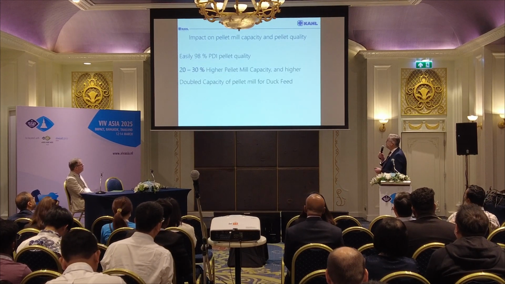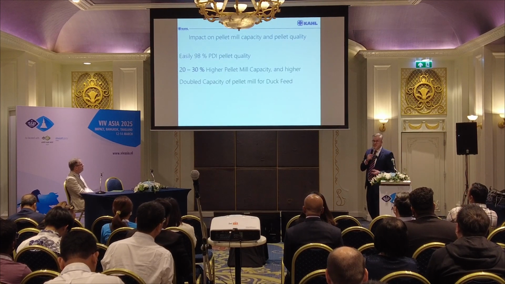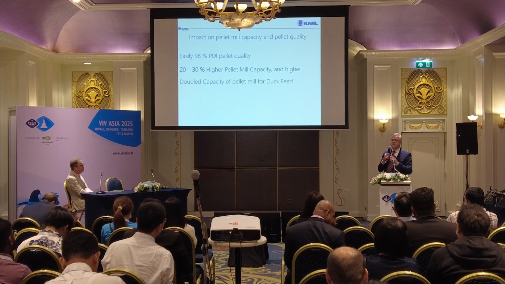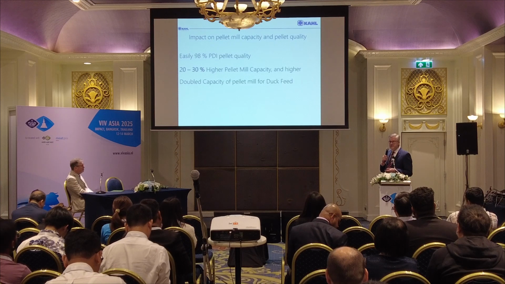Going for duck feed, for example, with duck feed you even double the capacity of the pellet mill. We saw many plants here in Southeast Asia increase from 5 to 6 tons to 10 to 12 tons capacity on duck feed.